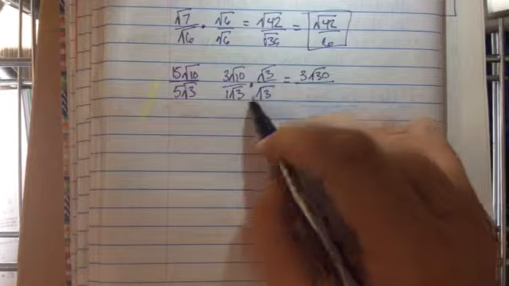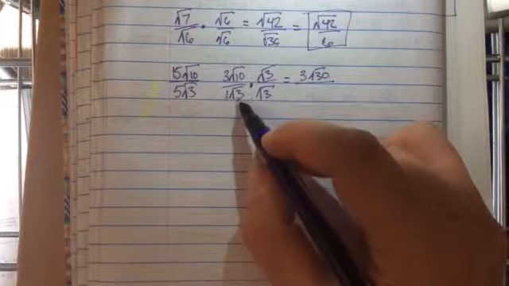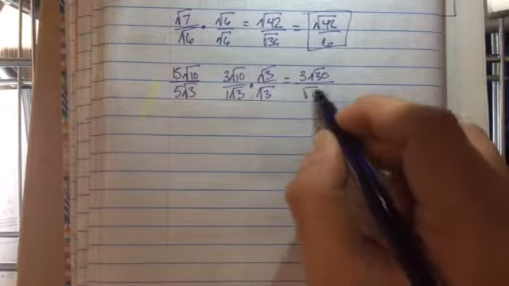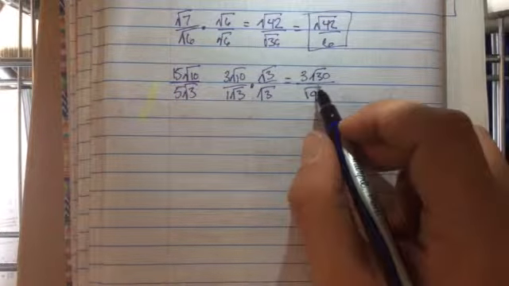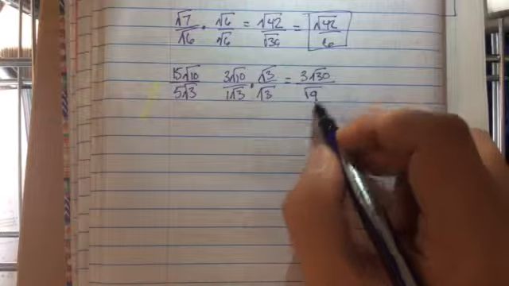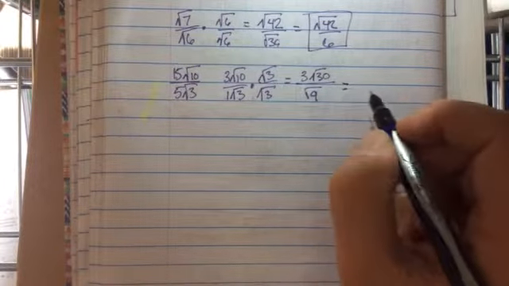So we got 3 square root of 30, and 1 times 1 is just 1. Square root of 3 times square root of 3 is the square root of 9. Now we need to simplify this expression. So we have 3 square root of 30 over the square root of 9. What can we still do?